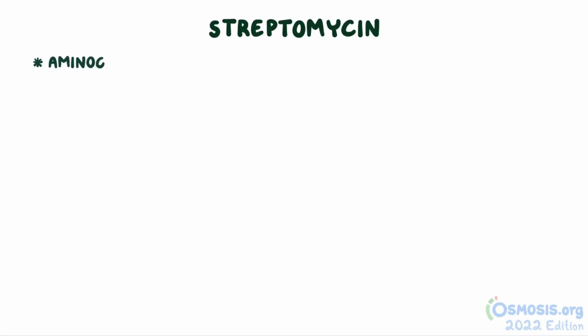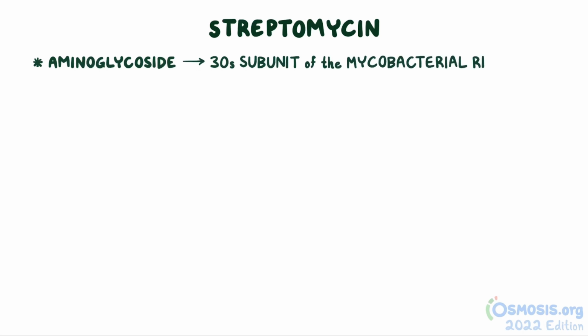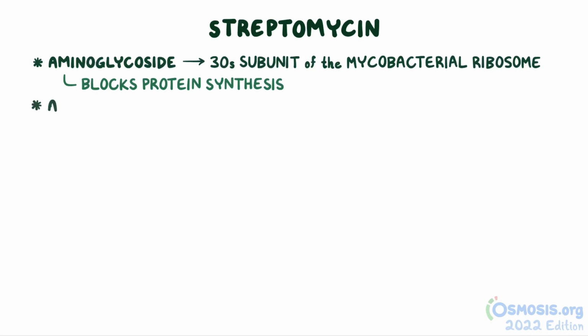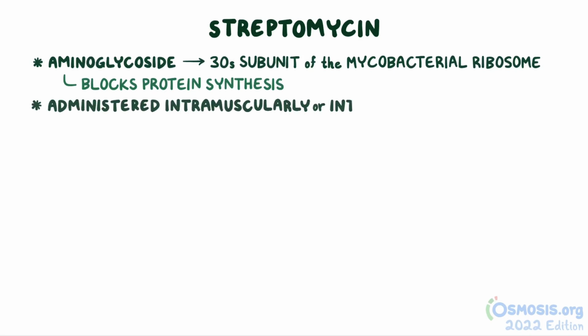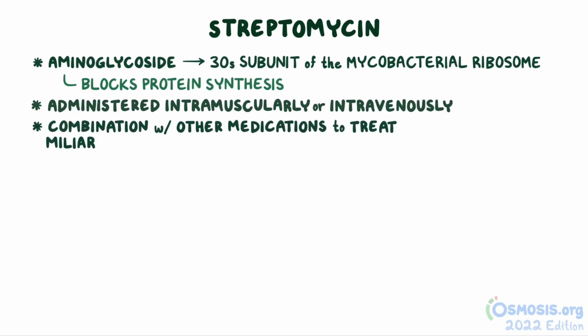The last medication is streptomycin, which is an aminoglycoside that acts on the 30S subunit of the mycobacterial ribosome, which blocks protein synthesis. It's administered intramuscularly or intravenously. Currently, this is only used in combination with other medications to treat miliary tuberculosis, where the bacteria is widely disseminated throughout the body, and for TB meningitis.